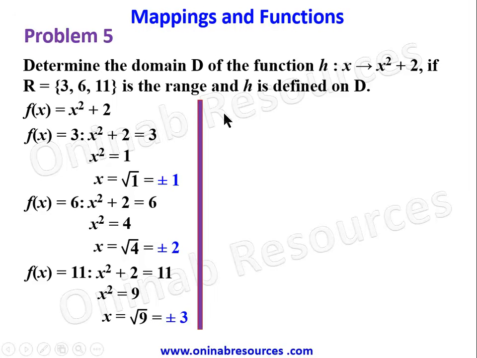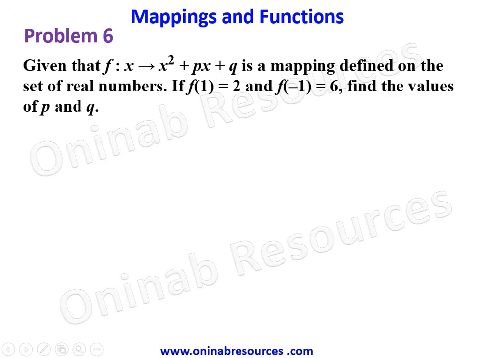Now for this domain, we have D will be equal to, we first collect the negative elements first, starting from negative 3, negative 2, and negative 1. Then the positive elements will be 1, 2, and 3. This is the domain of this mapping. So we are done with problem 5. We go to problem 6.